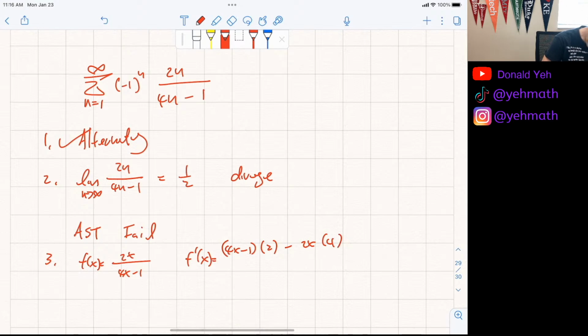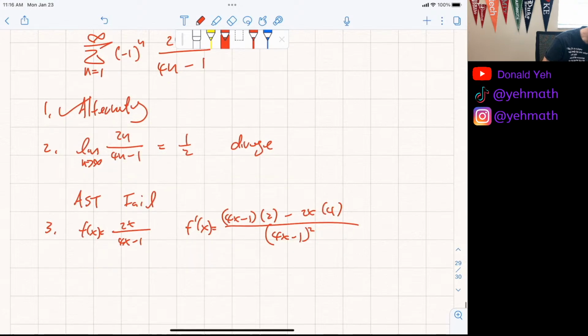Over low low. What does it mean? Don't forget the low low. That was the fair test part. The test failed, so what does it mean? That means the alternating series test does not work in this particular case. Should we use a different test?